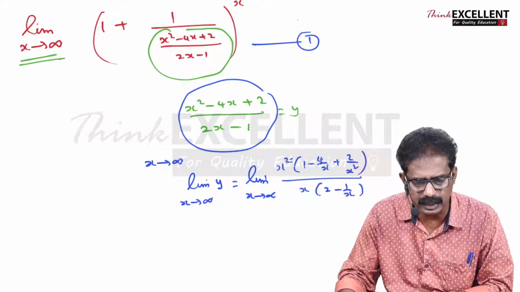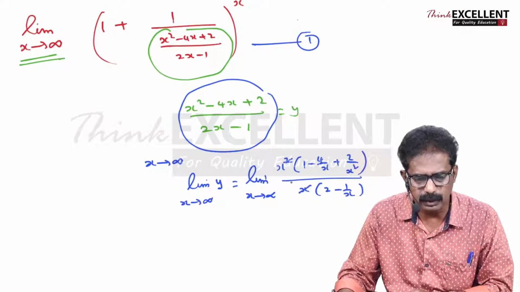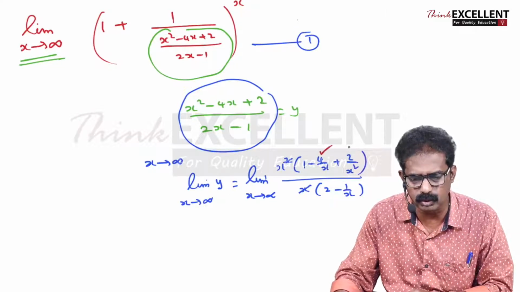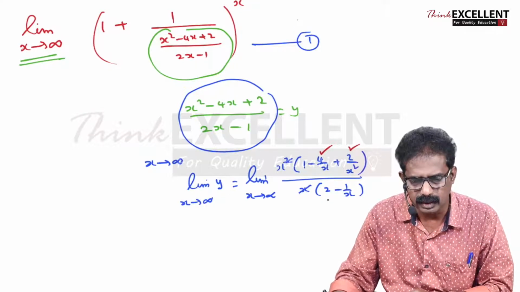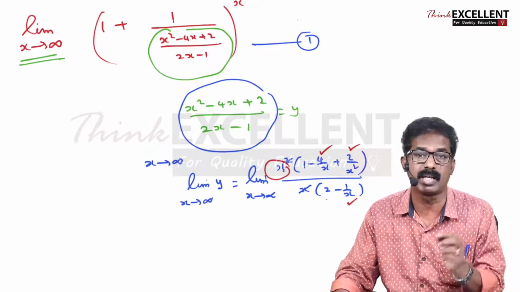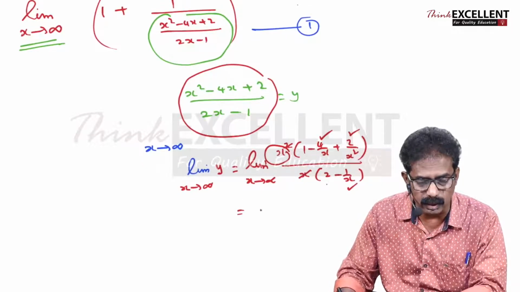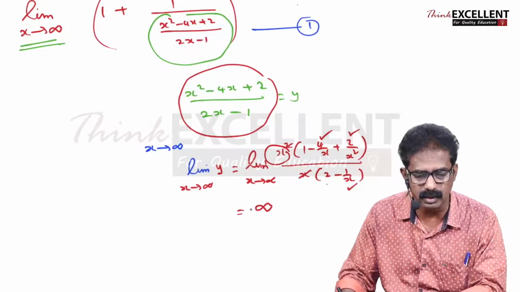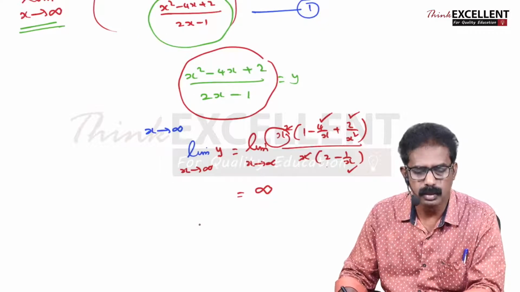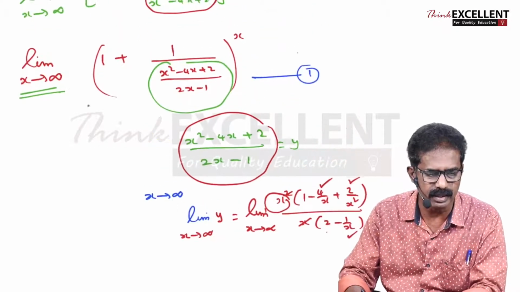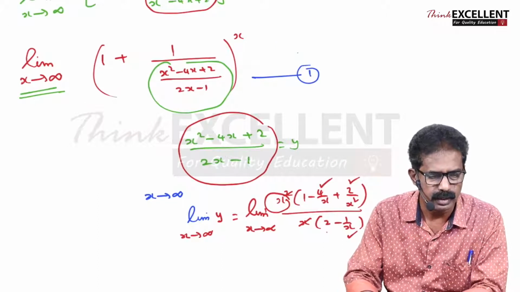So this one x cancels. When I put infinity, please listen carefully. 4 by infinity is 0, 2 by infinity is 0, so 1. Here 1 by infinity is 0, only 2, so 1 by 2. But here we have x. For x you put infinity. So infinity into 1 by 2, it is infinity only, right? So you are getting x tends to infinity means y also tends to infinity. Okay, so now this problem is solved.